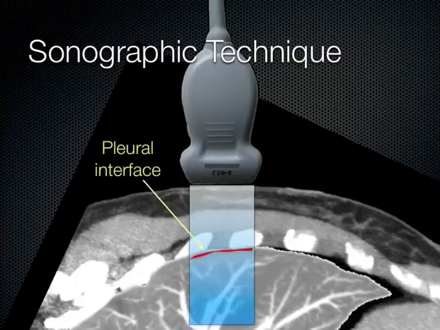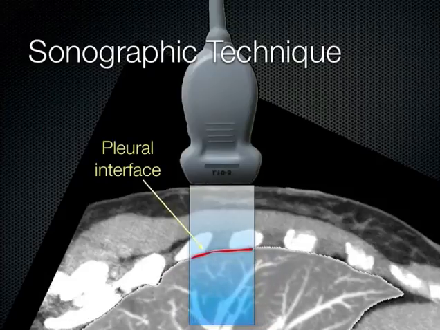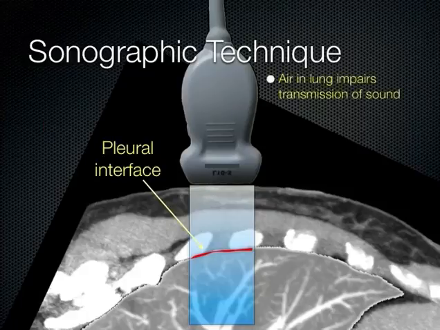So remember that air impairs transmission of sound. So when the lung is up, you will see sometimes very faint B lines, you'll see A lines, but you won't see deep into the lung unless the lung is consolidated or something wrong with the lung. But you can see the pleural interface, you should be able to see that, you should be able to see sliding.